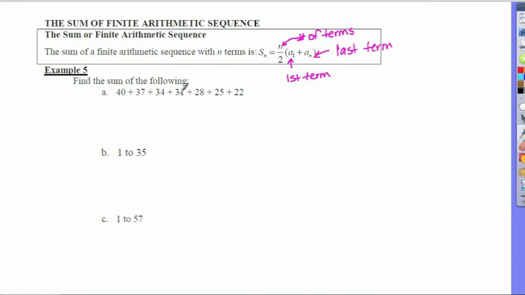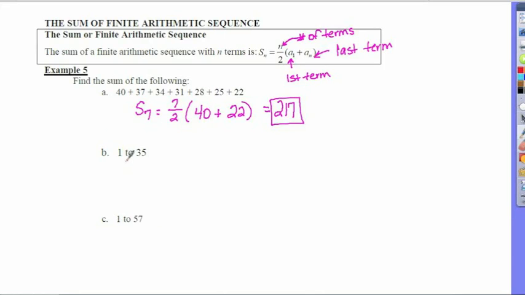If you count, there are 7 numbers here. So we're going to find the sum of these 7 numbers. To find the sum of those 7 numbers, we're going to have 7 divided by 2 times the first number plus the last number. Calculate that. Do 40 plus 22 times 7 halves, and you should get 217. And that is the same answer you would get if you added all of those up.